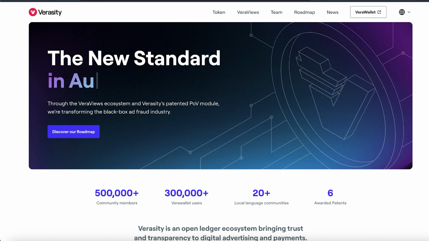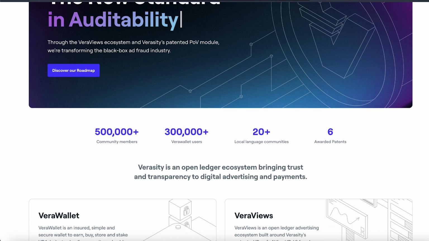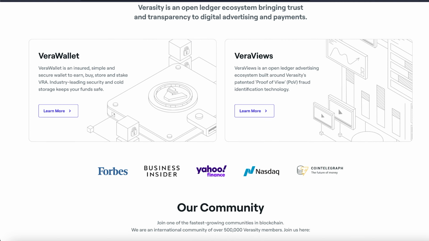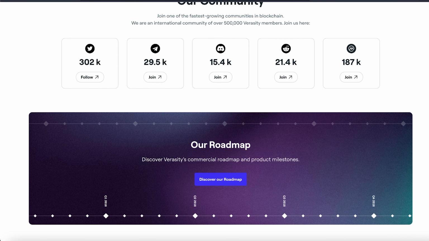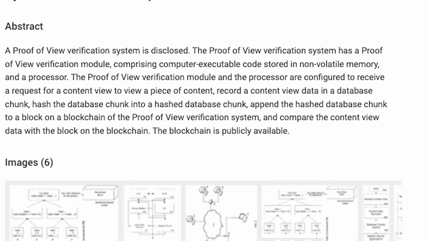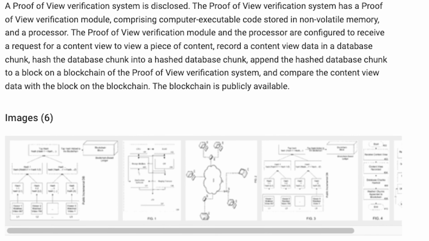So Verasity is a proof of view module, which means that you check something, you say that yes it is true, and you get rewarded for that. In very simple terms. There is also a patent for that. You can see it on the screen right now. First we will discuss what the project does, why I think it's an interesting project, why I think it has a future, and then we will talk about the rest of it, about tokenomics and price action and stuff like that.